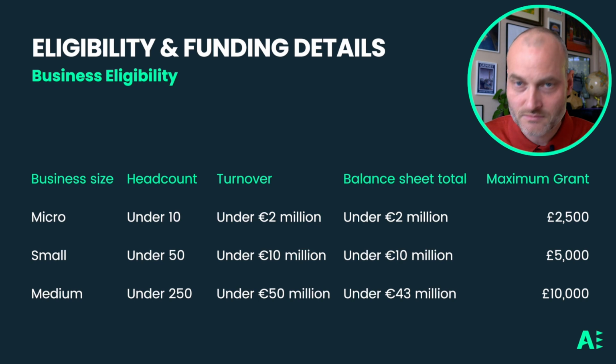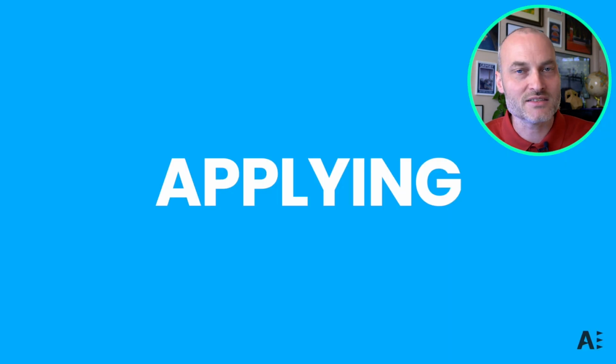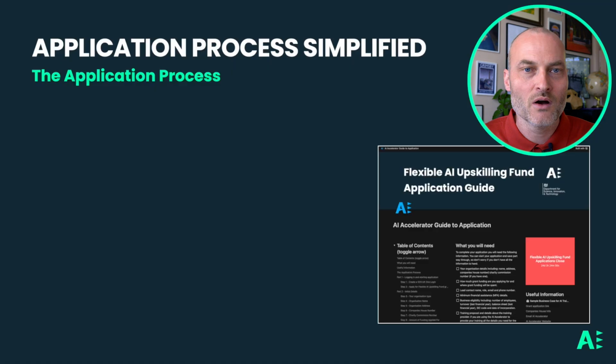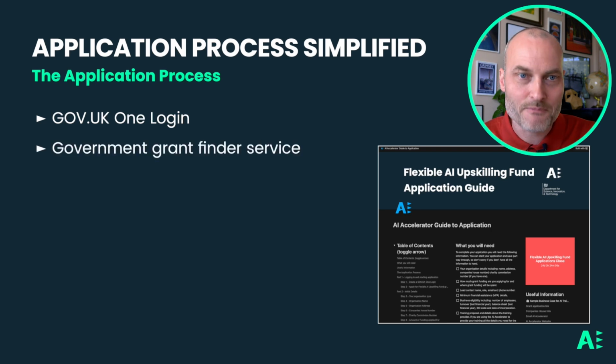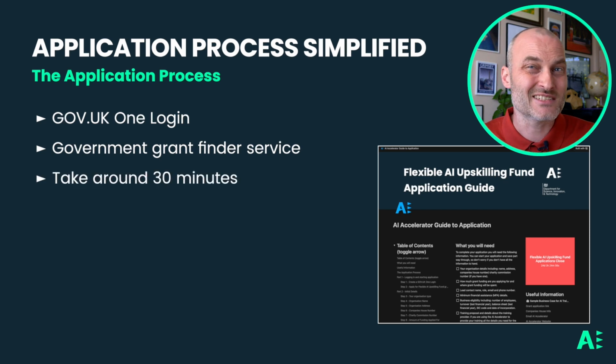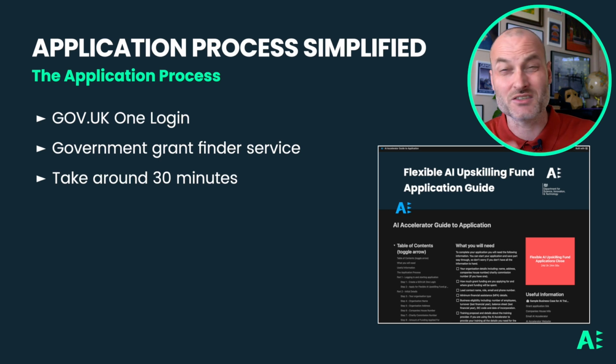So applying, how does the application process work? Well, we've created a guide for you to make this as easy as possible. And that gives you links to all of the different areas that are in there. You'll need a gov.uk One Login, which is easy to get. Government Grant Finder services where this is hosted, and we'll link to it. The process itself, they say it takes an hour. We think it takes about half an hour with the advice and support that we've given you. So there are tools in there. There's body text, there's suggested model answers that we've provided that you'll be able to use.